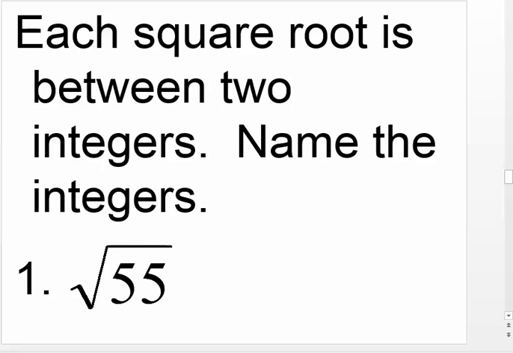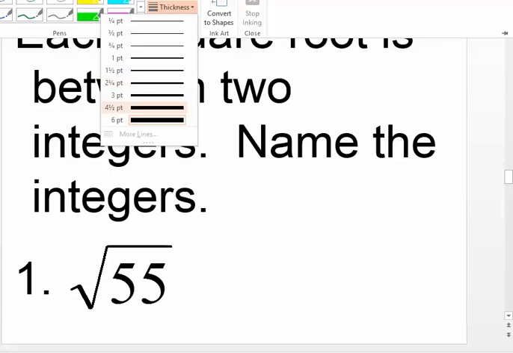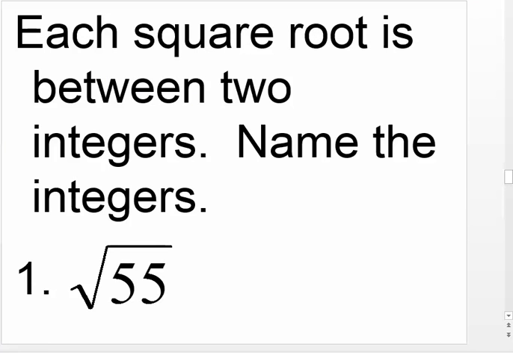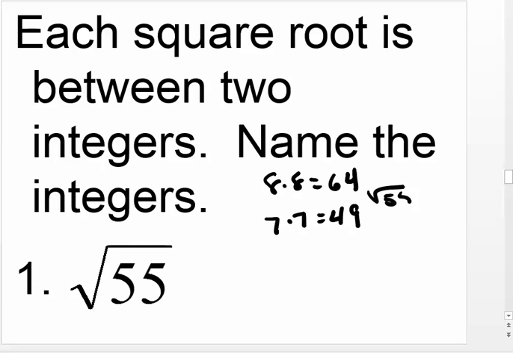Every square root is between two numbers. So we are going to look at this in two different ways. First thing we can do is look at numbers and multiply them that are close by. We know that 8 times 8 is 64. We know that 7 times 7 is 49. We went to 7 because 64 is greater, so we wanted something that's less. So the square root of 55 would be somewhere between there.